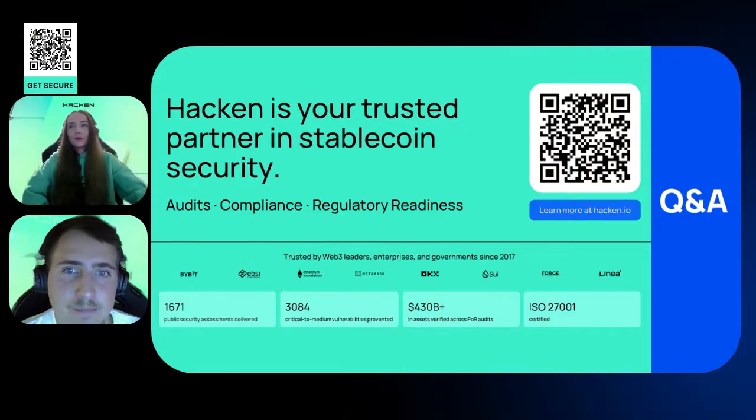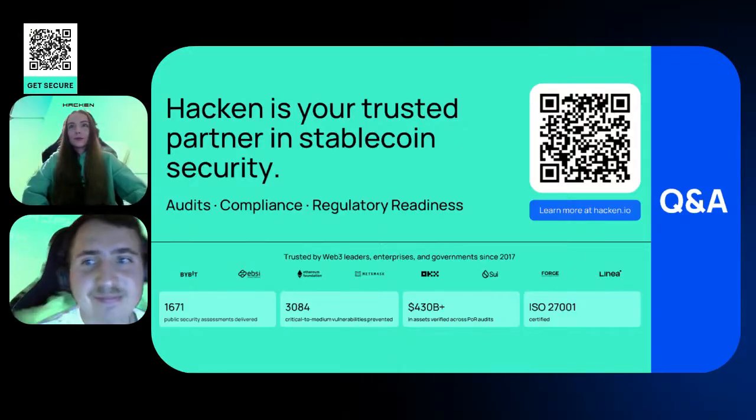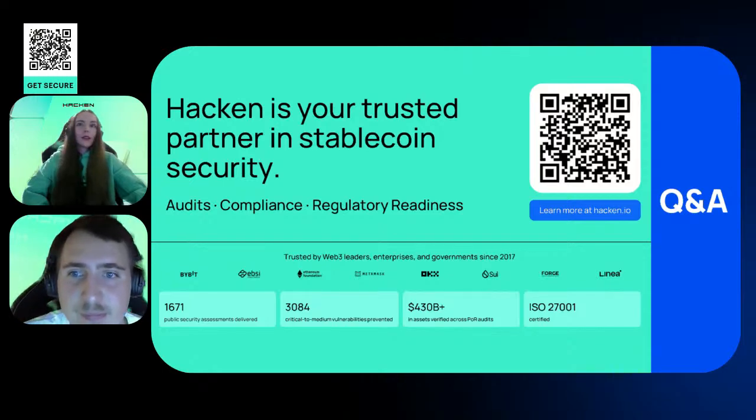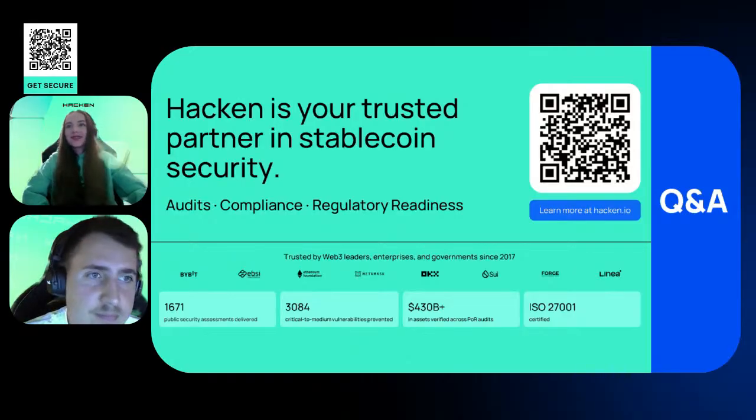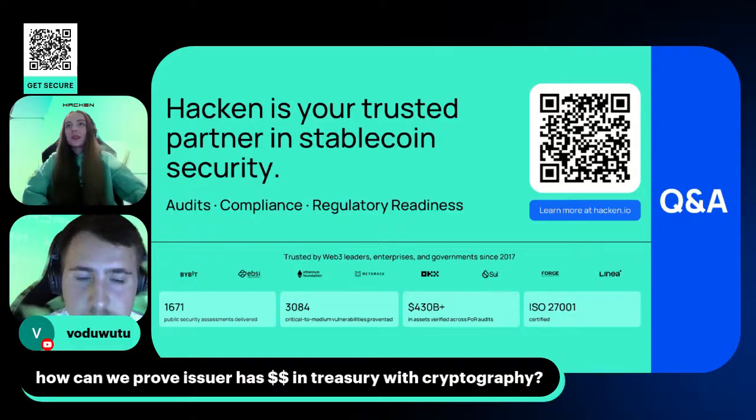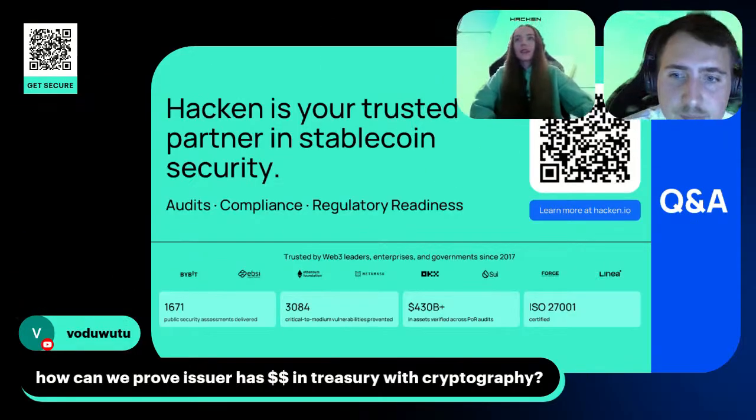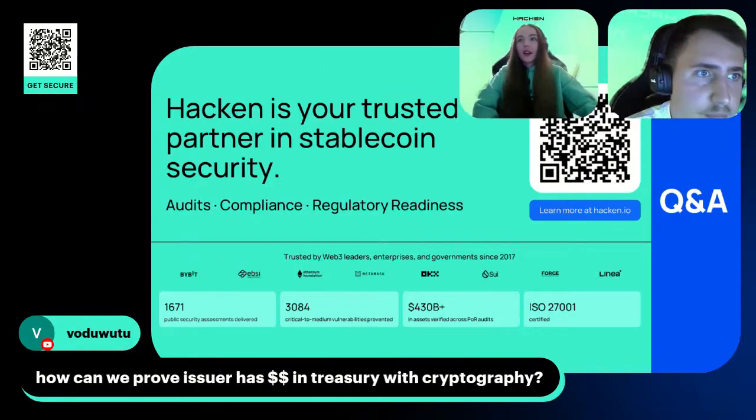Okay, here we are. Yeah, I believe we have only one question now. Let me customize it. How can we prove an issuer has dollars in treasury with cryptography?